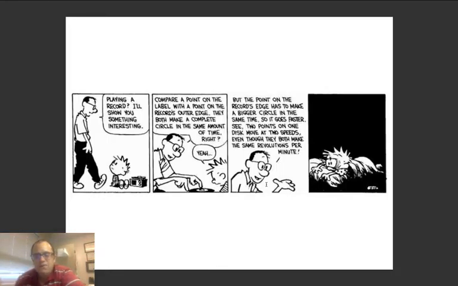I love Calvin and Hobbes. This is a pretty good comic strip. I'll give you a second to read it.